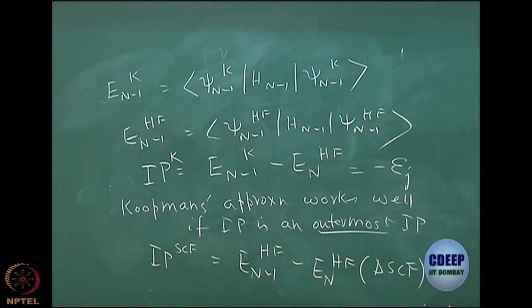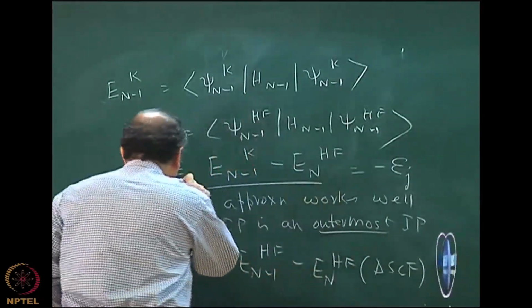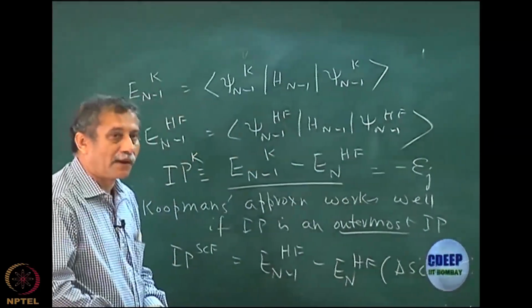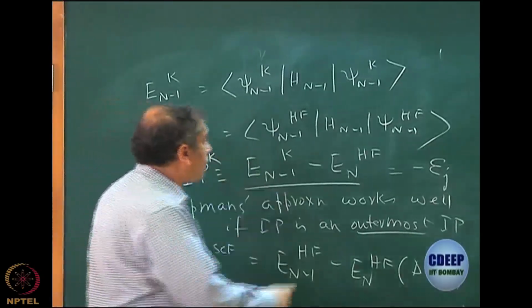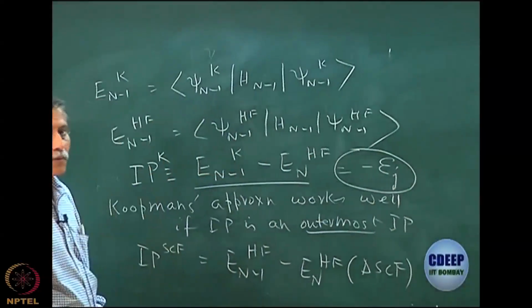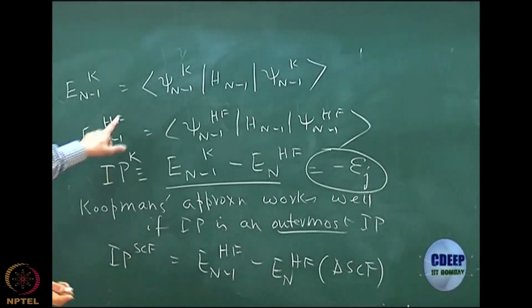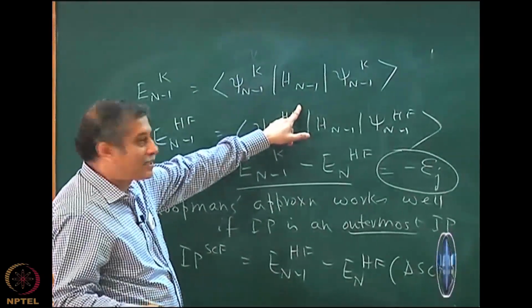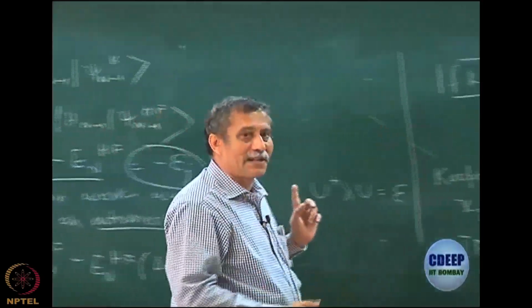Now what is important is to see IP. This is the definition of IP, remember. This is the definition of IP. So I can put 3 bar within the Koopmans approximation. What is important is to show that this is equal to minus epsilon j. I hope all of you will be able to show this now, because I have given you everything. I have given you this. You know what is E and Hartree-Fock. Just subtract and show that the difference is minus epsilon j.